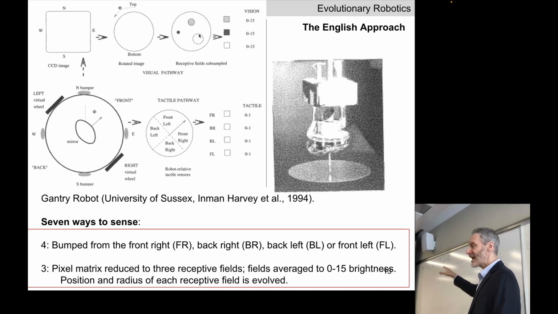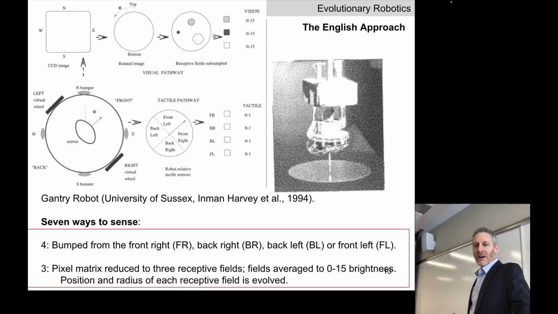As you'll see, for the task that they evolved this robot to perform, that was enough information for what they wanted the robot to do. Yeah? So like we've seen before, where we have 4 touch sensors or some angle sensors, we now have 3 visual sensors, 3 numbers telling the robot basic information about stuff around itself.